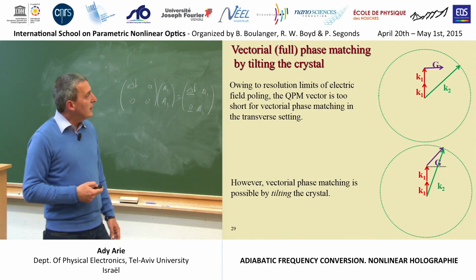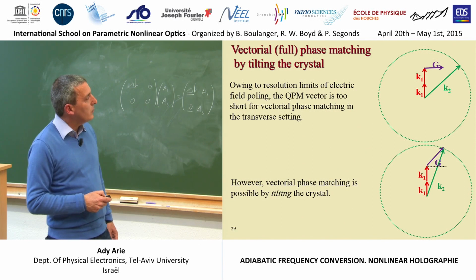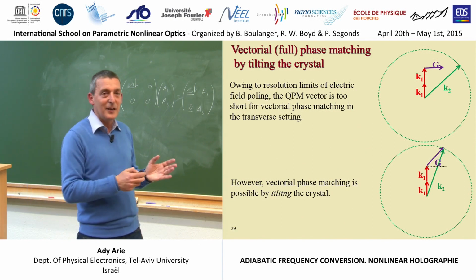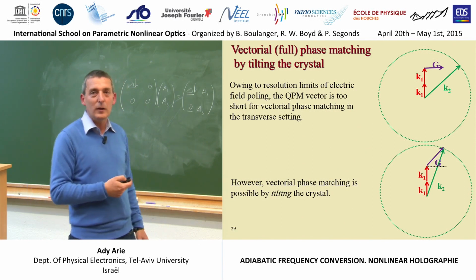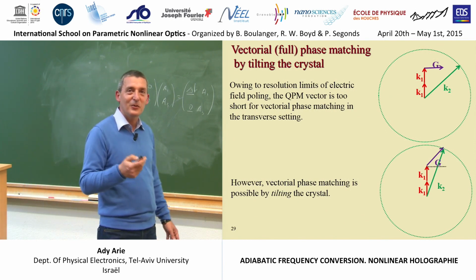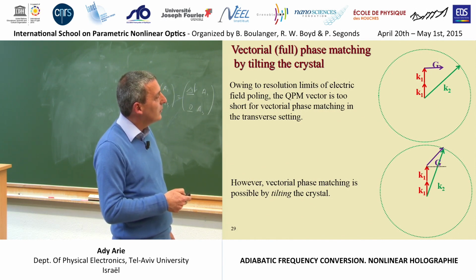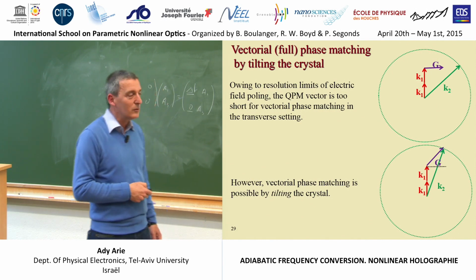Okay, so I said the efficiency is not very high, so how can we improve it? The reason we cannot close the triangle is because we cannot make periods which are small enough. Maybe in KTH you can, but we cannot. So we are in this condition. This is 2K1, and this is the QPM vector, and this is K2, and the triangle is not closed.